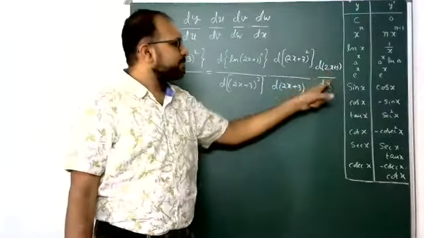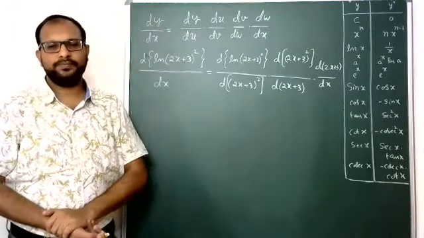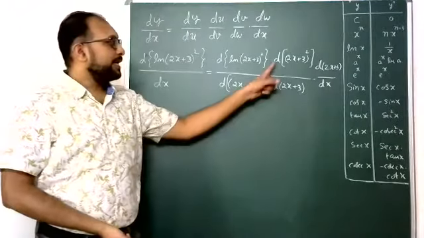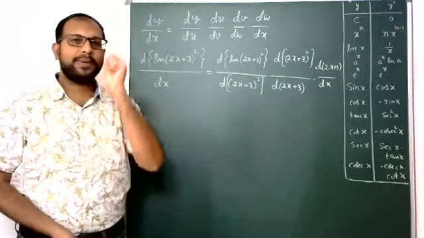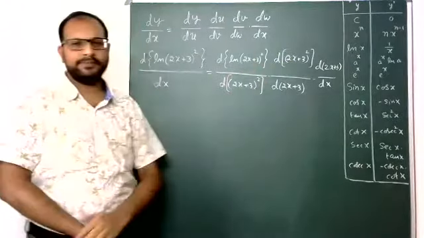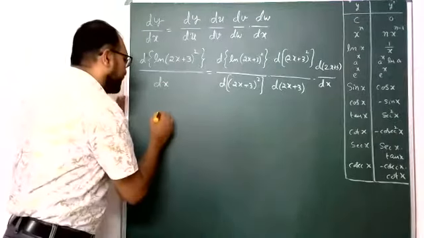Because last should be very easy. Derivative of 2x plus 3 with respect to x, we know answer is the 2. But derivative of (2x plus 3) whole square with respect to x is again complicated. That's why one more link required. Yes, now one by one.